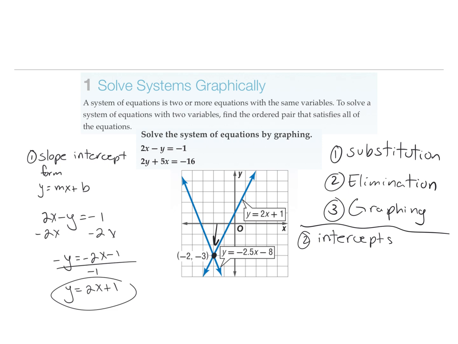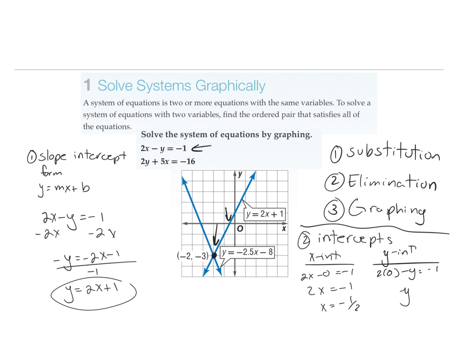So if I want to find the intercepts of that first equation again, let's say I want to find the x-intercept, you do 2x minus 0 equals -1. 2x equals -1. x is equal to -1/2. And if you notice, the line crosses the x-axis right at -1/2. And if we look for the y-intercept, we will plug in the 0. So 2 times 0 minus y equals -1. This is -y equals -1. This is y is equal to 1. And if you notice right there, it intersects at 1. So there are multiple ways that you can graph it.